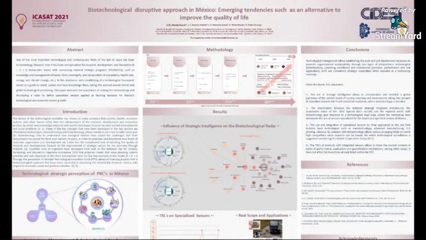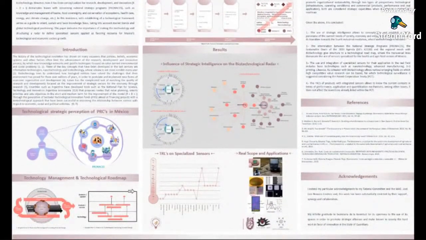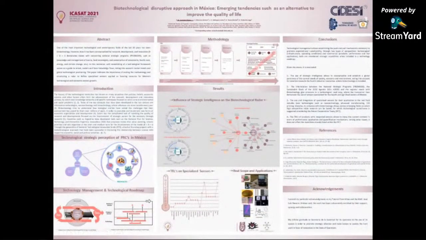Some references and the acknowledgement for the tutorial committee and the Master in Environmental Engineering, José Luis Navarro Jiménez, and my infinite gratitude to the Secretaría de la Juventud for their openness to the use of their spaces in order to promote strategic alliances and bring to society the hard work in favor of innovation in the state of Querétaro. For your attention, thanks.